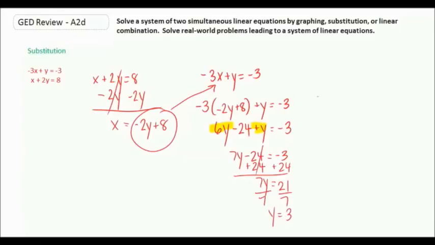We then need to plug this back in so we can find our x. So 2 times 3, x plus 6 equals 8, subtract 6, and x equals 2.